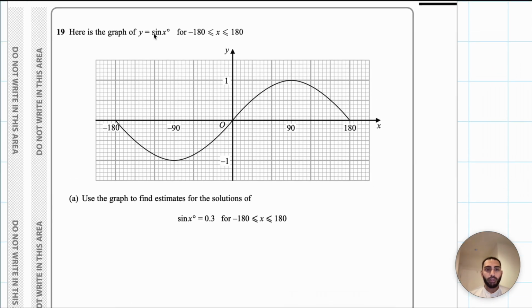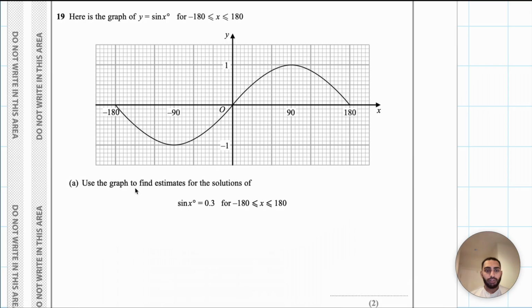Question 19. Here is a graph of y equals sine x between negative 180 and 180 degrees. Use the graph to find estimates of the solutions of when sine of x is equal to 0.3 between negative 180 and 180. So the graph already goes through those 2 points. We just need to find where y is 0.3. So it's going up in 0.1s.